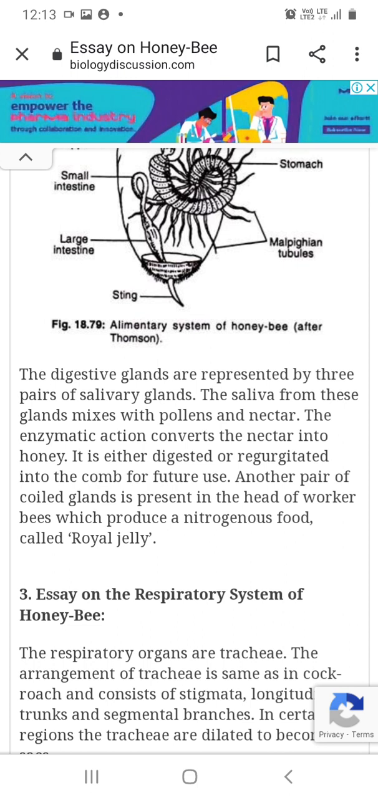Another pair of coiled glands is present in the head of the worker bees, which produces nitrogenous food called royal jelly or bee milk. So it is produced by the hypopharyngeal glands.